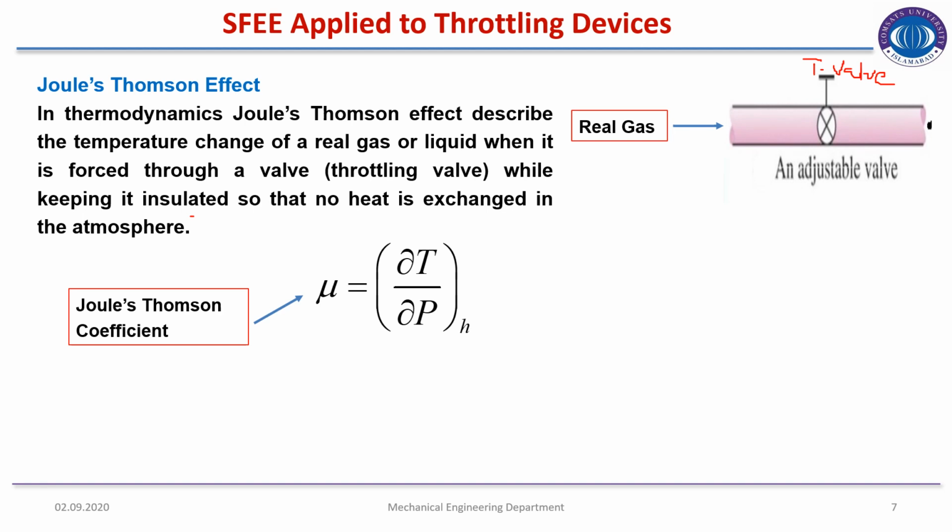So that is an expression for the Joule-Thomson effect, where mu is the Joule-Thomson coefficient. That is the Joule-Thomson coefficient. Partial T represents the change in the temperature, where partial P represents the change in the pressure. This h means the process is isenthalpic. Small h is written for an isenthalpic process.